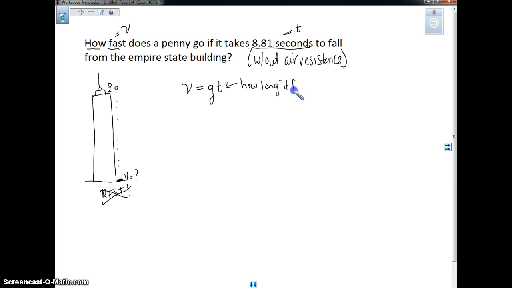So notice that it's not any time, it's just a very specific time. G is our magic number, 9.81 in physics. We'll use this all through physics, over and over again. And this is how fast it's going when falling.